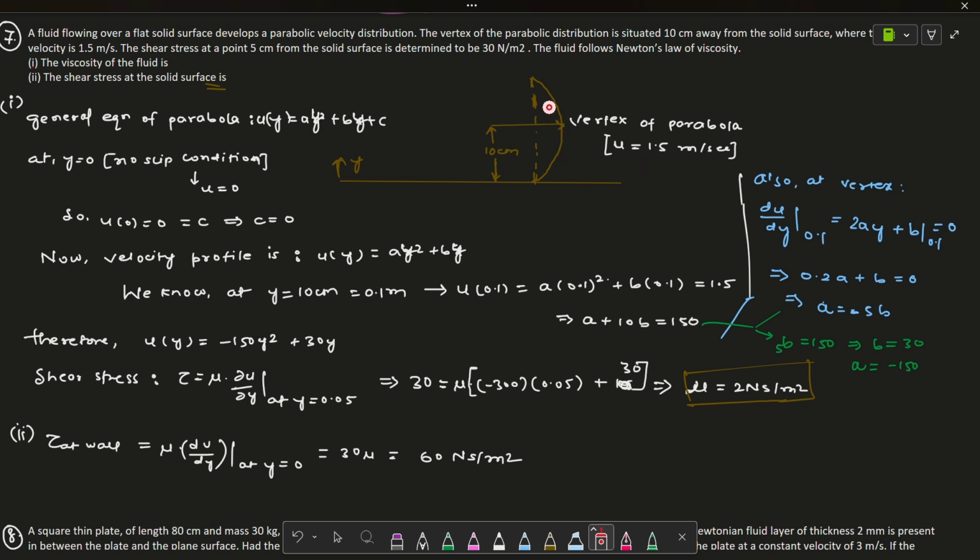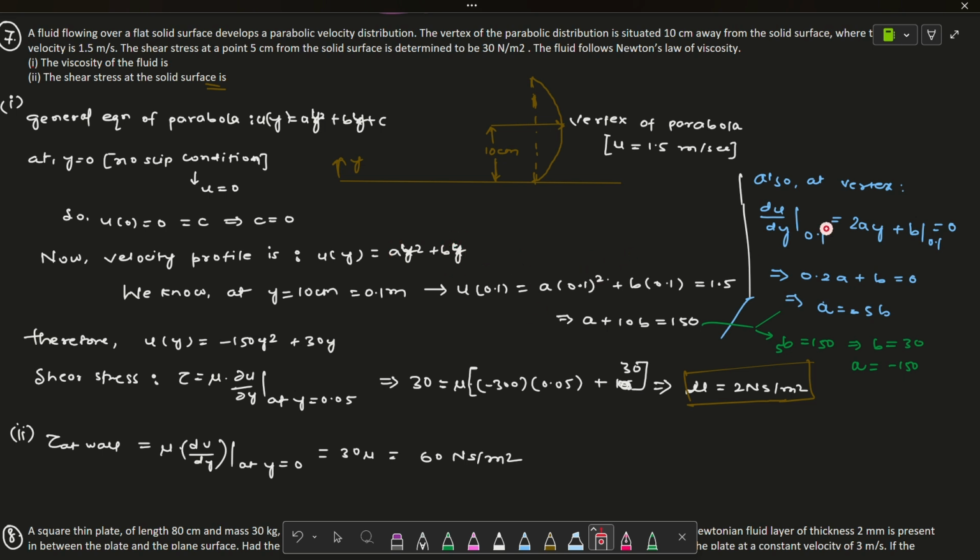Now we also know that the velocity at this point is maximum, right? This is the property of the parabolic profile, and the vertex of the parabolic profile is the maximum point. That means the derivative of the velocity at that point should be equal to 0. That's why I have written du by dy at 0.1 is equal to 0. So I have differentiated velocity with respect to y, and after differentiating, we will get 2a y plus b, right? y square gives us 2y, and y is 1.